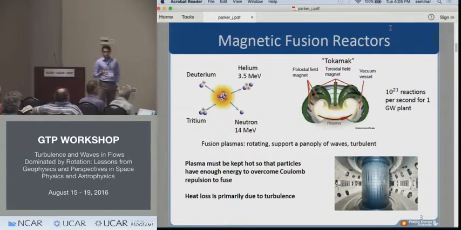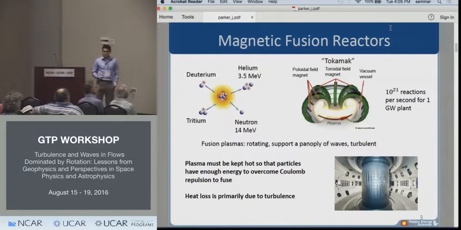Fusion reactors are an attempt to create clean electricity from fusion reactions with no greenhouse gas emissions, no radioactive waste. And the fusion reaction that we would probably use in the first generation of fusion reactors is the deuterium-tritium reaction. It's called magnetic because we confine a hot plasma in a torus-shaped device called a tokamak using magnetic fields.